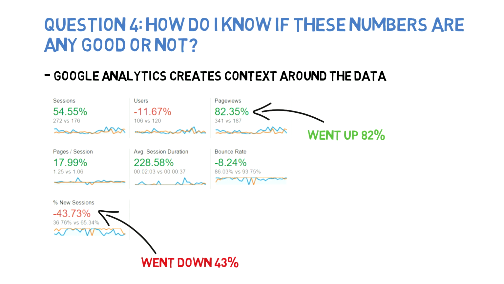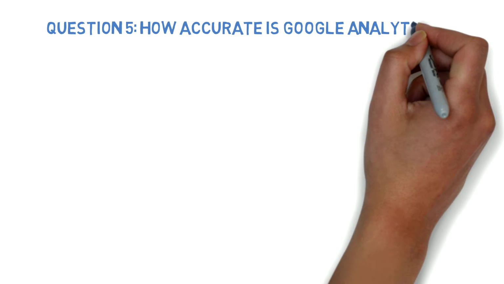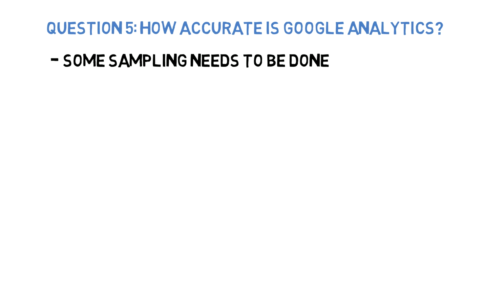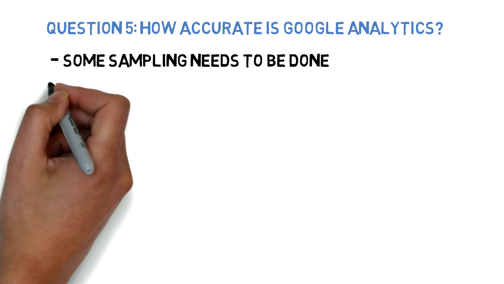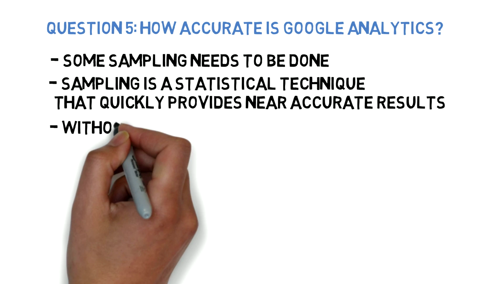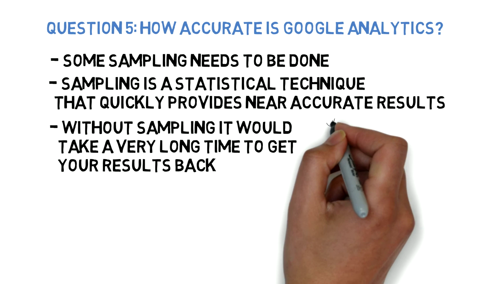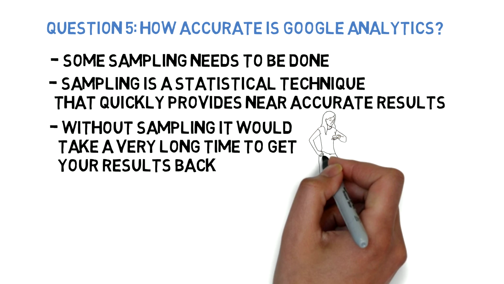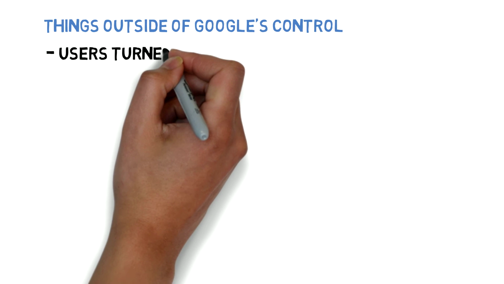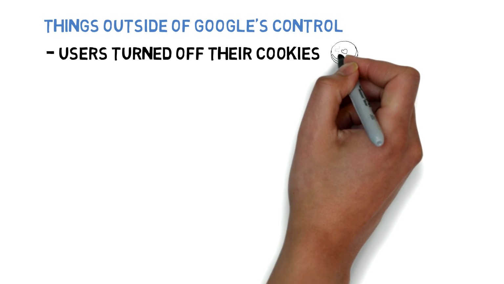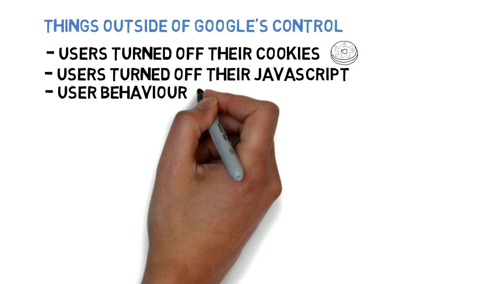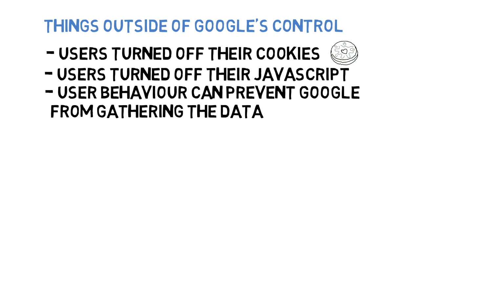The last thing people ask me is, how accurate is Google Analytics? So it's pretty accurate. There's some sampling that needs to be done on larger websites. For smaller websites, it can pretty much do it without sampling, but sampling is a necessary thing. If you didn't sample, it would take forever to get all these metrics and dimensions back to you. So it's something that pretty much all software does to a certain degree. There's other things outside of Google's control. For instance, if users have turned off their cookies or their JavaScript, or they've got some ad blocking software, there's lots of things that will prevent Google gathering that data, but there's nothing really they or anyone can do about it if a user blocks it.